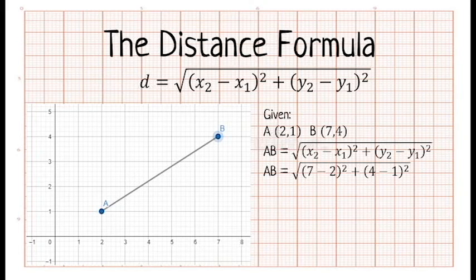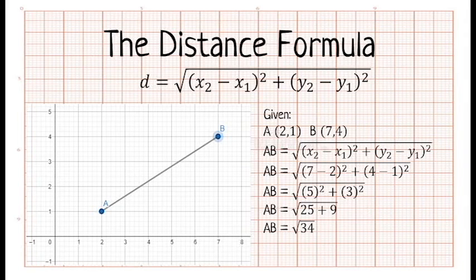Simplifying those inside the quantities, we'll come up with the distance between A and B is equal to the square root of 5 squared plus 3 squared. 5 squared is 25, and 3 squared is 9. The sum of 25 and 9 is 34, so we'll arrive at the distance between A and B is equal to the square root of 34.